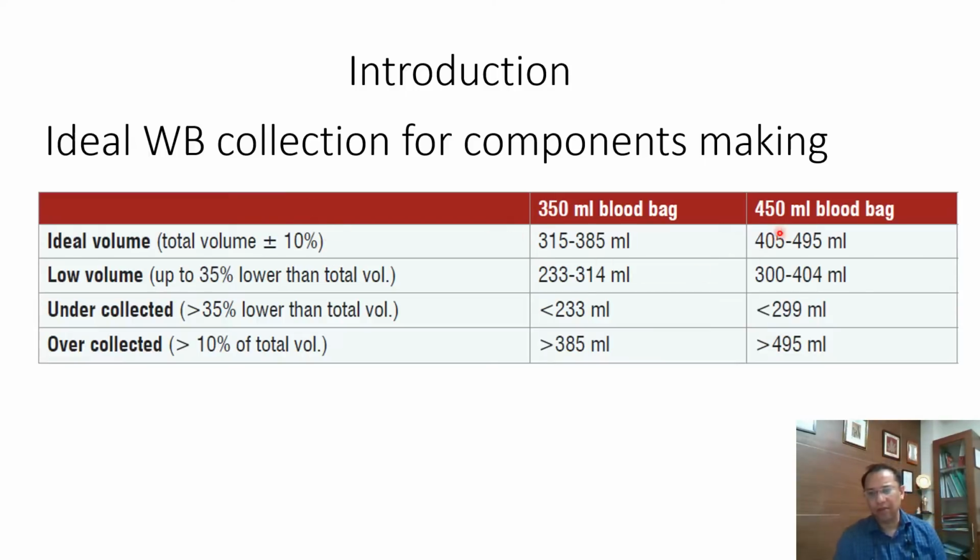The ideal whole blood collection for components has a total volume of plus minus 10%. So for a 450 ml bag that we use in our institute, it is 450 ml, so plus minus 10% is 405 to 495 ml. And similarly for a 350 ml bag, it is 315 to 385 ml.